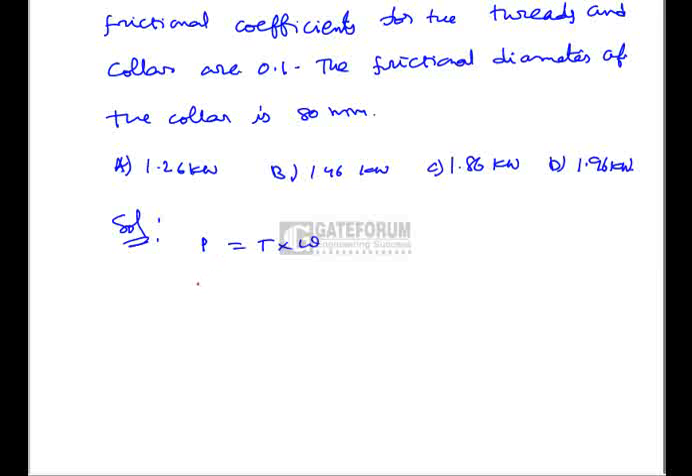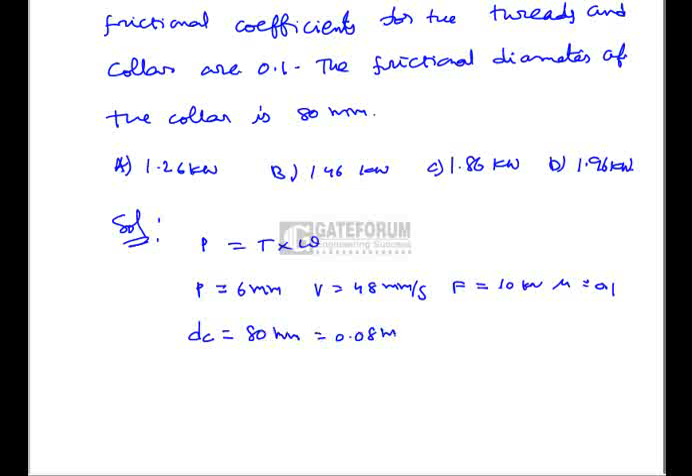First consider the threads. The pitch of the threads is 6 mm, the velocity is equal to 48 mm per second, and the force required to lift is 10 kilonewton. Mu is equal to 0.1, that is the frictional coefficient, and the frictional diameter of the collar Dc is equal to 80 mm, which is equal to 0.08 meters. So the torque applied on the collar is equal to mu into F into Dc by 2, where mu is 0.1 and F is 10 kilonewton, that is 10 into 10 cube newton, into Dc which is 0.08 by 2, which is equal to a value of 40 Newton meter.